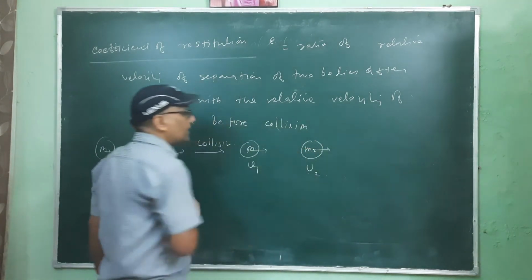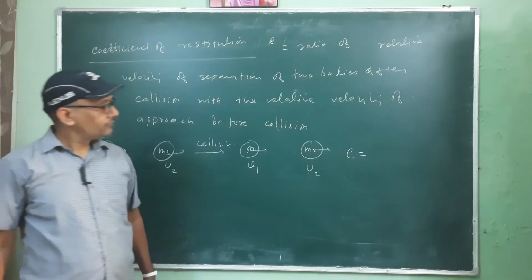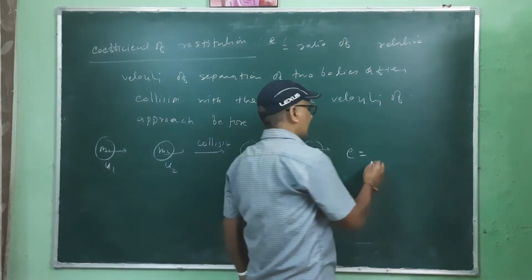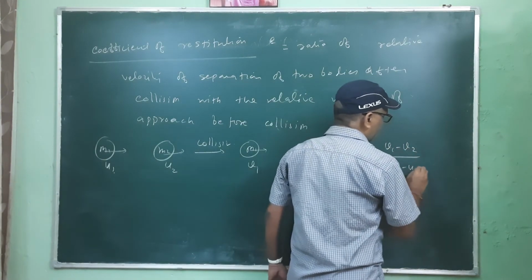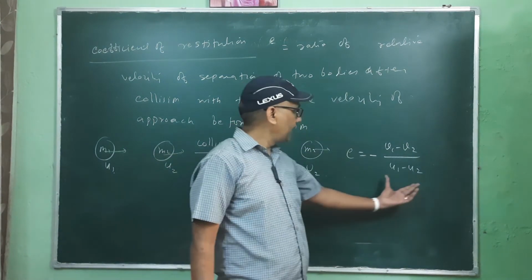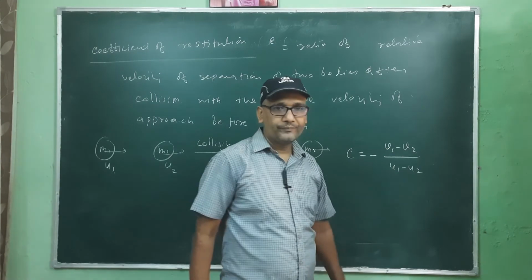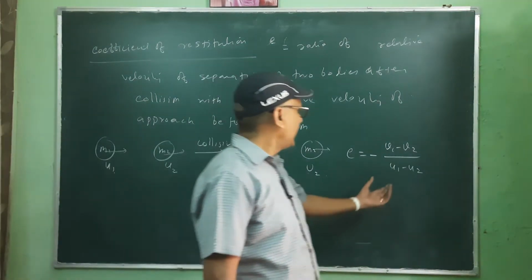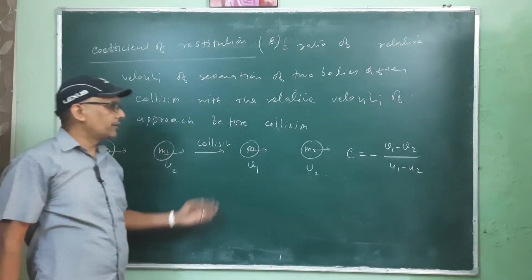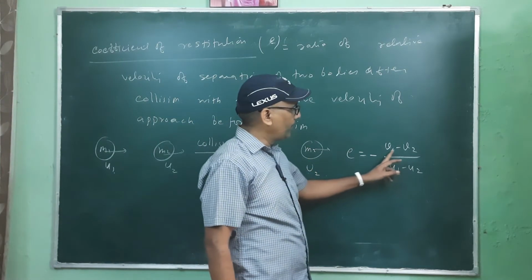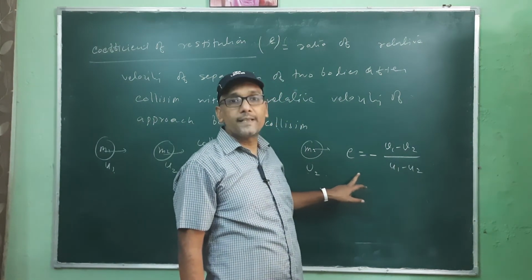this is mass m2, and that e is equal to minus (v1 minus v2) by (u1 minus u2). So this is the relative velocity before collision, and this is the relative velocity after collision, with this minus sign. This is the approaching and this is separating out. That's why one minus sign is here. So the coefficient of restitution is equivalent to minus of (v1 minus v2) by (u1 minus u2). Many times in numerical problems this is given.